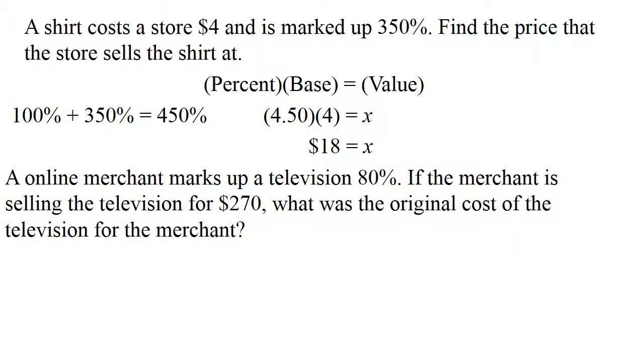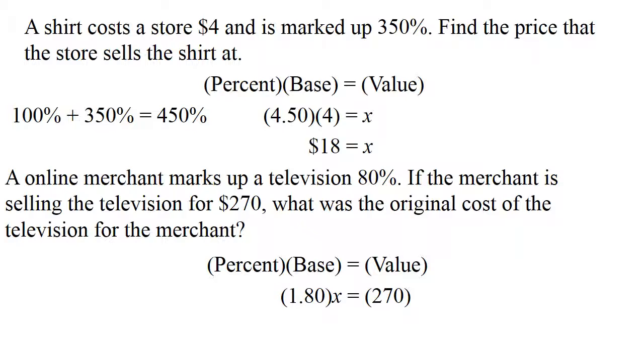Let's look at this problem. An online merchant marks up a television 80 percent. The merchant is selling it for $270. What's the original cost? Now notice we don't know the original cost. The base is always the original. It's always the older value. So even if we don't know it, it's still the older value. That's where we're going to put our X. And again, since it was marked up 80%, we started at 100%. So now we're at 180%. Divide both sides by 180, and we get this original price was $150.